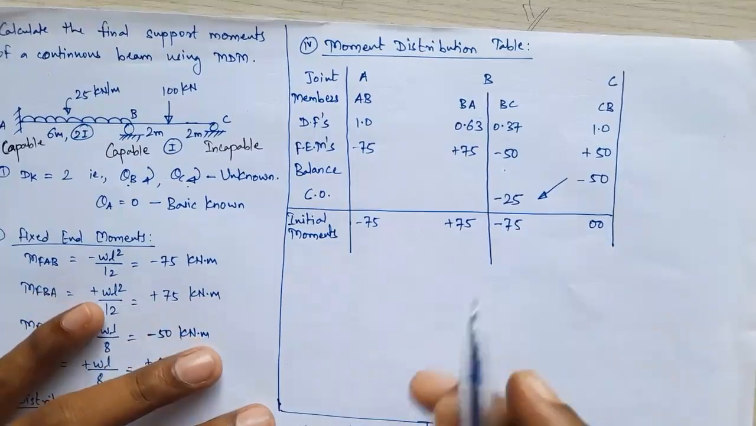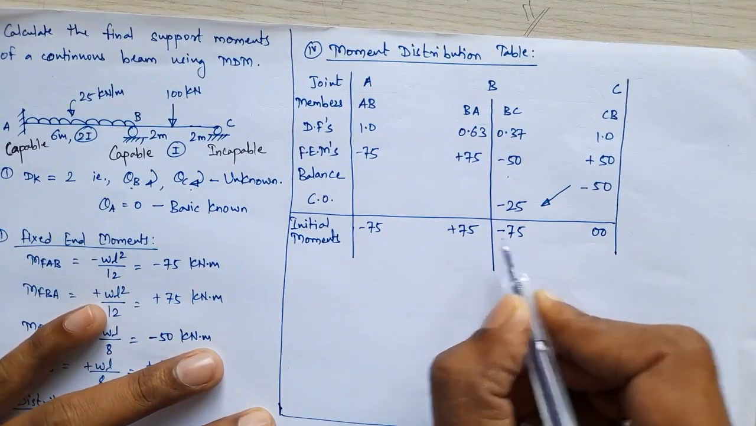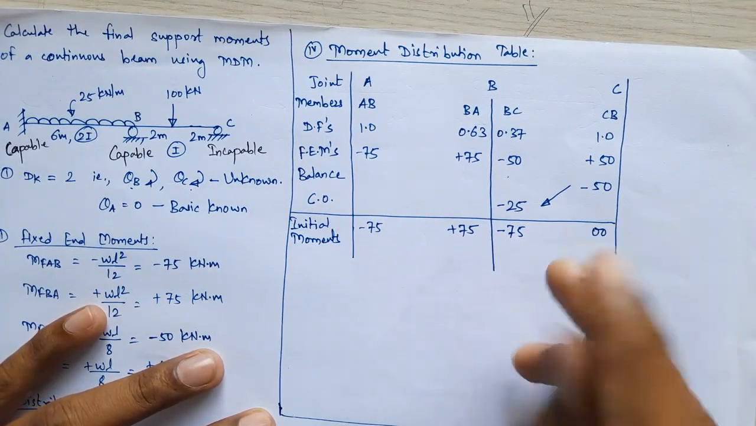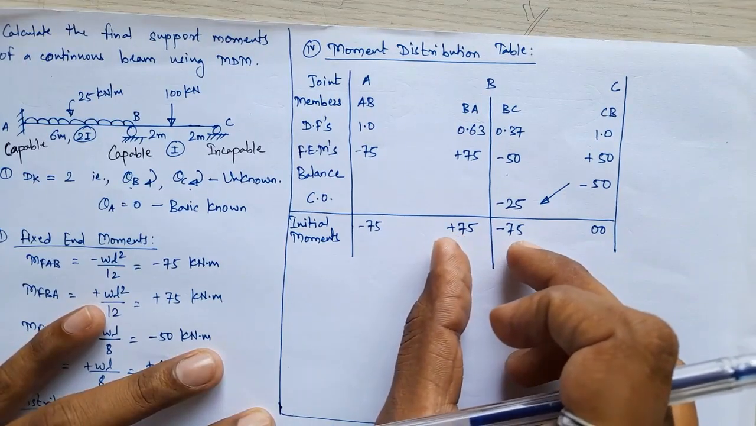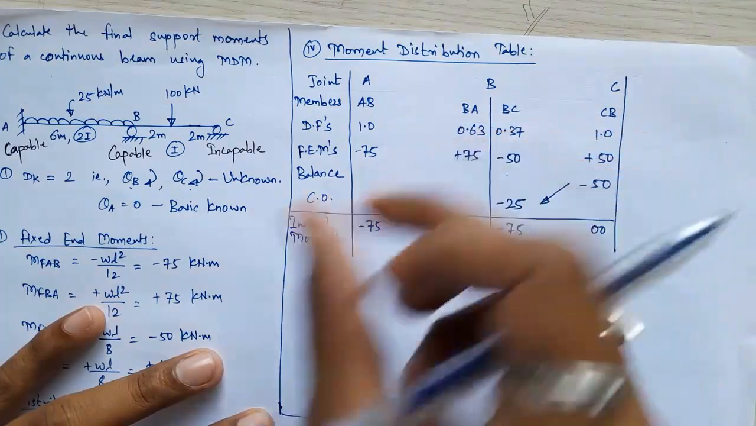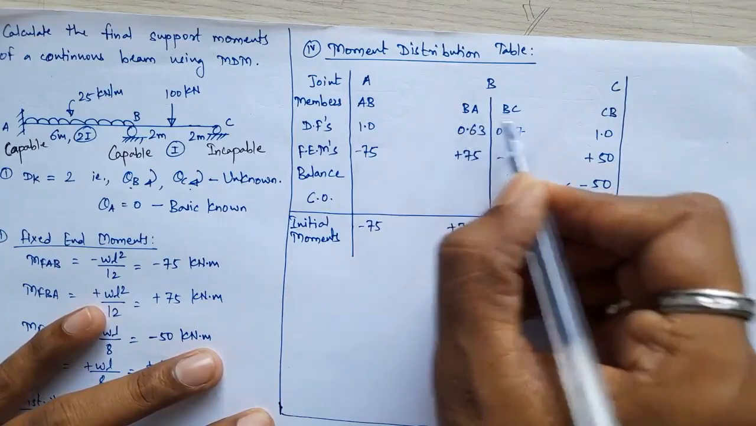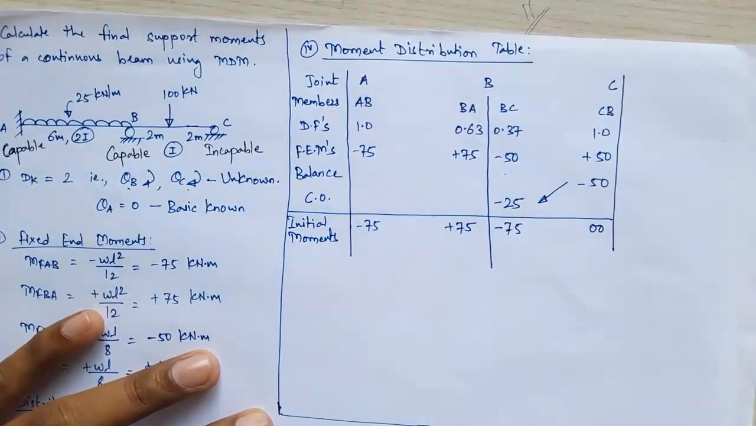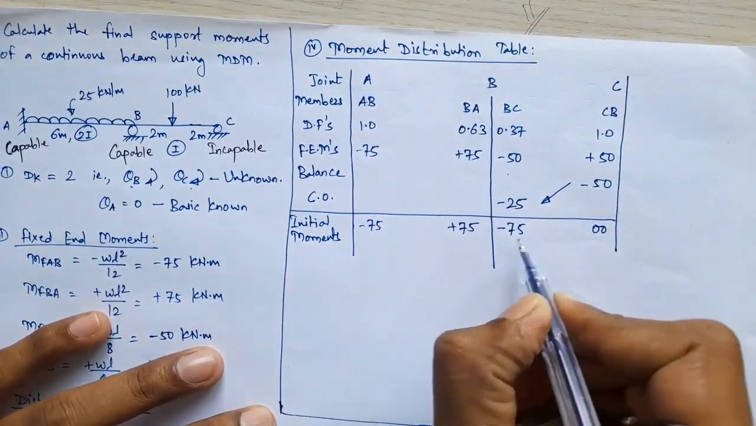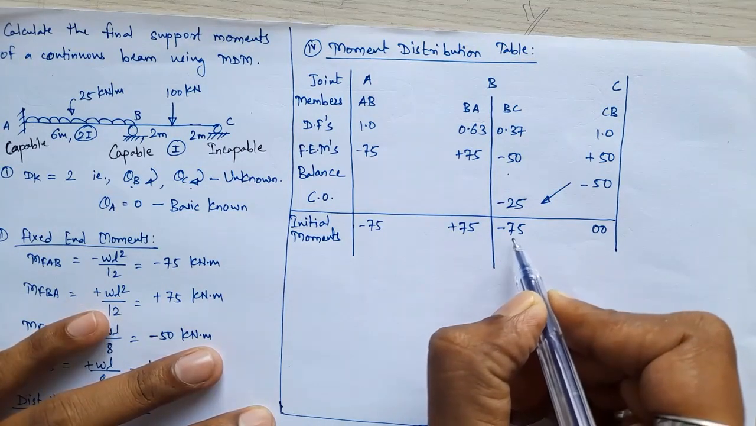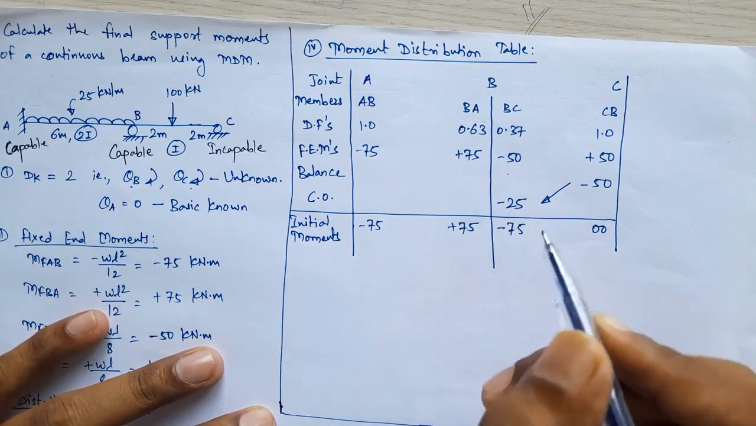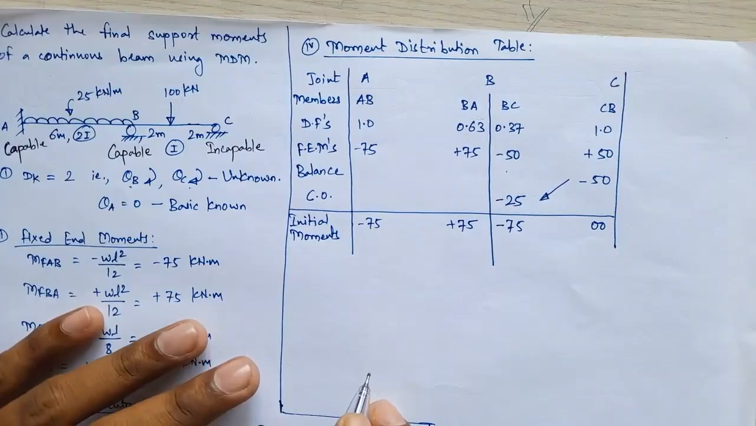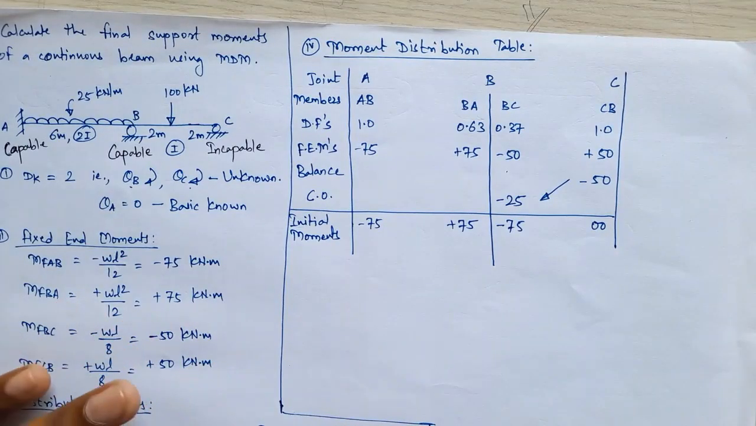Now while distributing, you have to add these two moments. Whatever factor you get after adding, you have to multiply it with these distribution factors and distribute it accordingly to BA and BC. But if you see here, whenever you add these two moments, that is plus 75 and minus 75, this complete factor becomes equal to 0 over there.